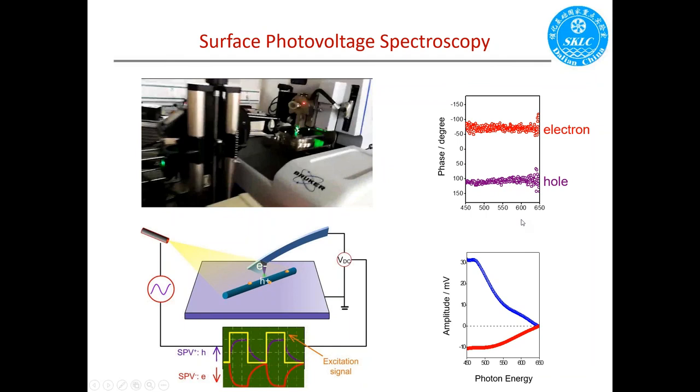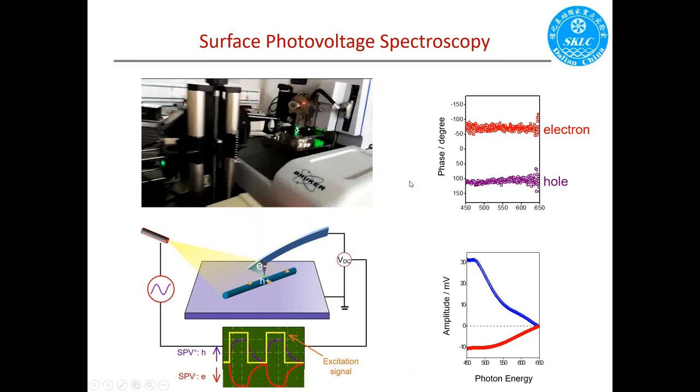What the amplitude tells us is that, as I have mentioned, the SPV equals the quantity of the charges times the distances. So from the amplitude, you can know the amount of photogenerated charges on the surface. If you can simulate and calculate it, it will give you the exact amount of photogenerated charges on the surface. So those are the two answers for the phase and amplitude spectroscopy.